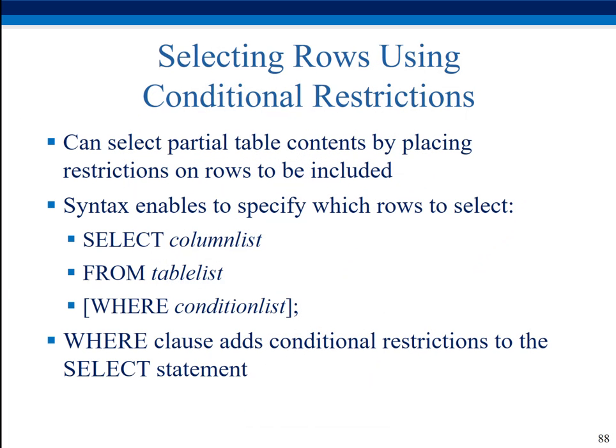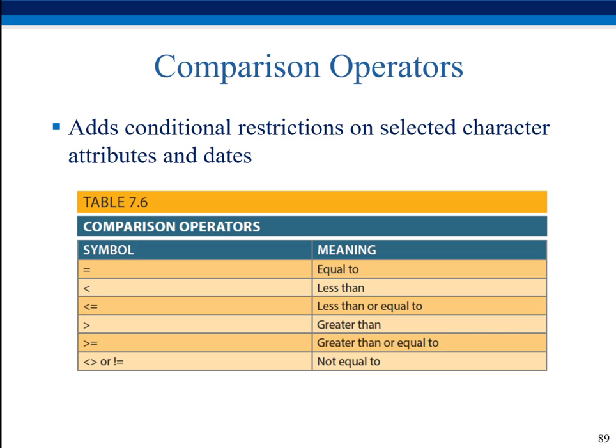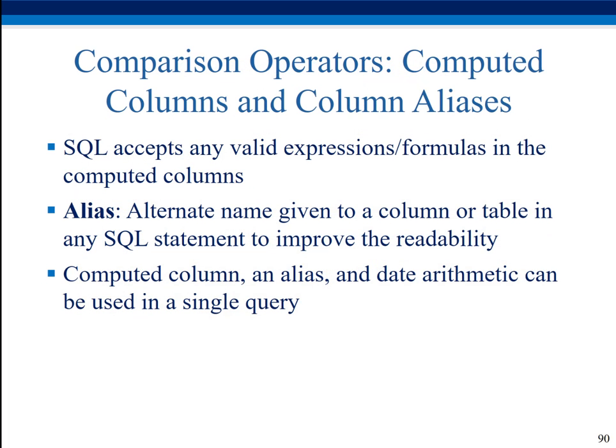So, selecting rows using conditional restrictions. We talked about that. This is a review in here. So we're using the WHERE. Comparison operators, again, are basically the same in here. And we're using column alias, again, an alternate name given to a column or table to improve readability. I'm not a big fan of using A and B, so just be careful when you do that.